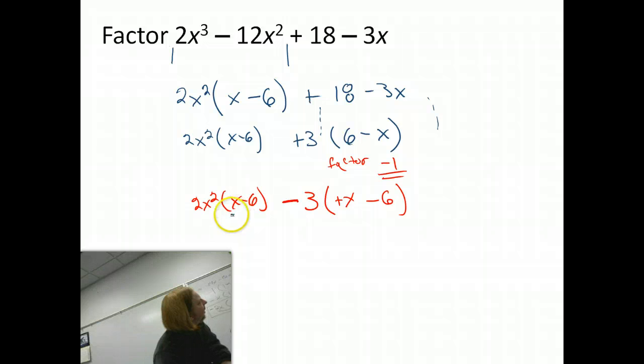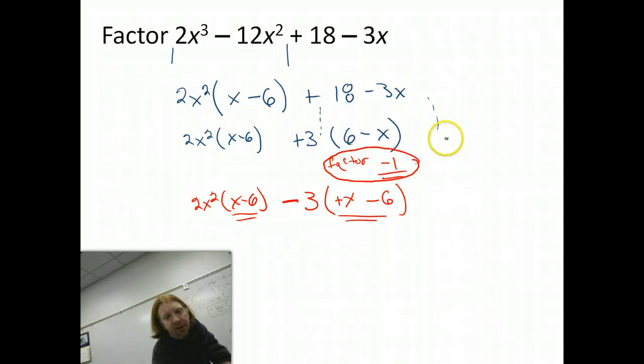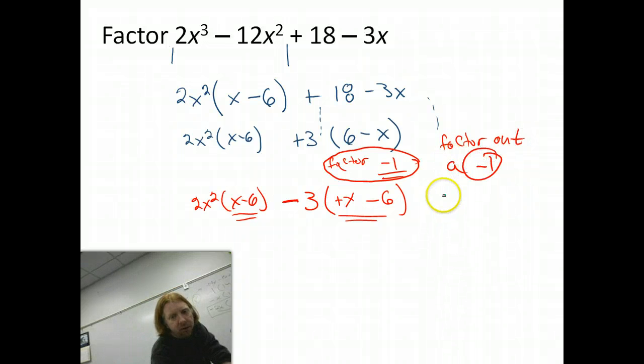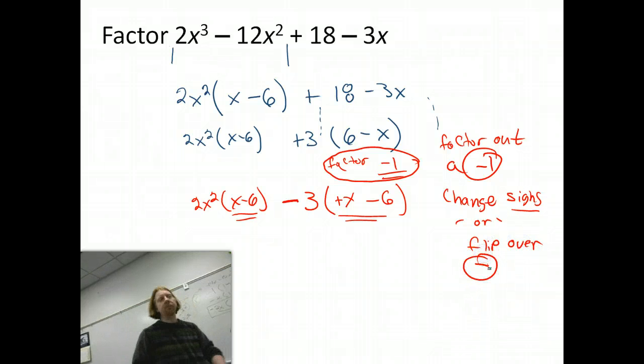Now in both of these guys, I have that x minus 6 term. And this was the key. Remember, when you factor out a negative 1, you change the sign. Or you could think of it as flipping over the minus sign. That's what I basically did. I flipped around that negative.